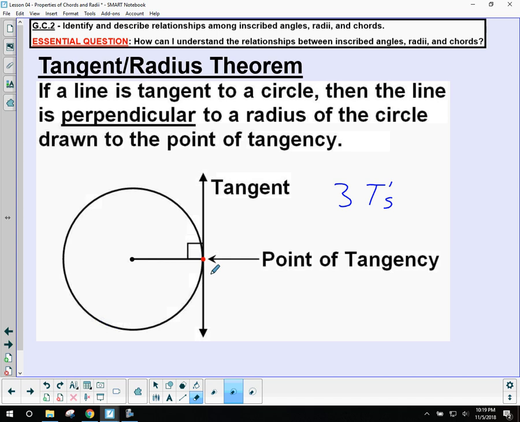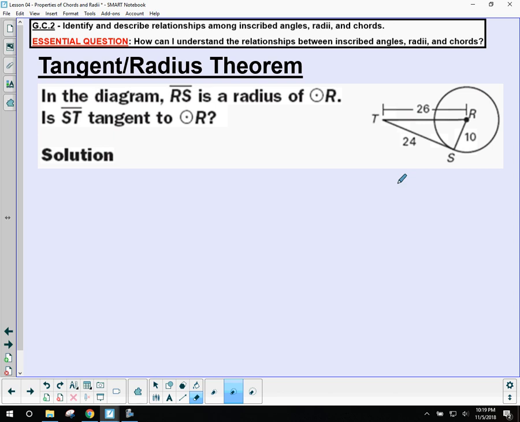These are a little tough, but you can handle it. In the diagram, RS is the radius. We have ST being tangent, which means this makes a 90 degree angle right there. We are asking if ST is tangent. If it is, that means this has to be 90 degrees, which means the legs squared should equal the hypotenuse squared.